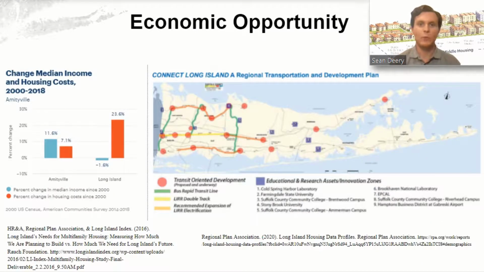Municipalities that allow for more missing middle housing are also seeing improved economic indicators on the local level. Amityville's median housing costs rose 7.1% from 2000 to 2018, but the median income rose 11.6%, compared to Long Island at large, whose median housing costs rose 23.6% at the same time as losing 1.6% of median income.